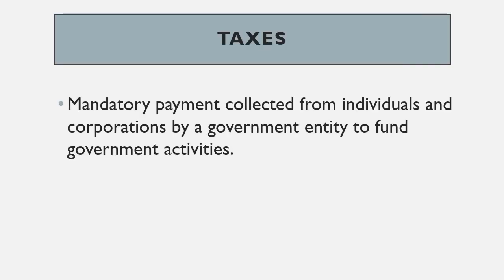Next is taxes. Let us define what is tax. Tax is a mandatory payment collected from individuals and corporations by a government entity to fund government activities. Taxes are mandatory contributions levied on individuals or corporations by a government entity, whether local, regional, or national. Tax revenues finance government activities, including public works and services such as roads and schools, or programs such as Social Security and Medicare.